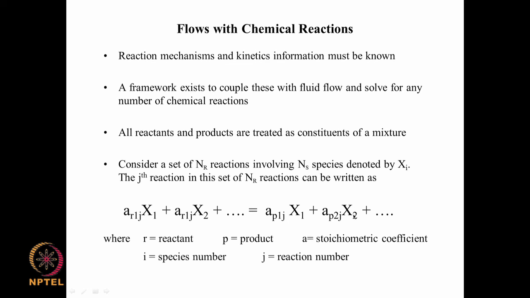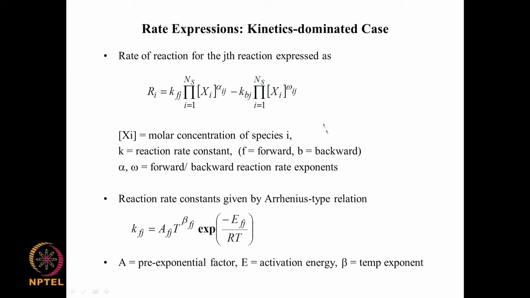It is not necessary that all the species participate in all the reactions, and it is not necessary that there are certain reactants and certain products. Sometimes the same species may appear as a product, and sometimes it may appear as a reactant. This kind of generalized scheme is what we start out with. And the rates of reaction of each of these are specified.